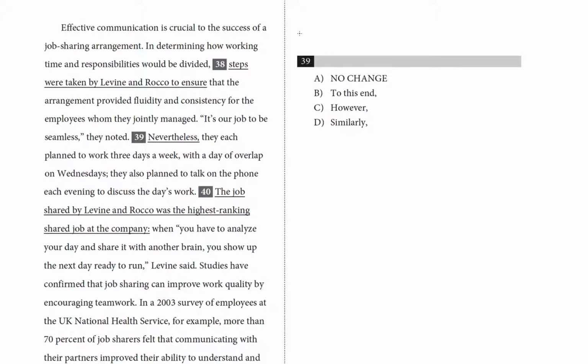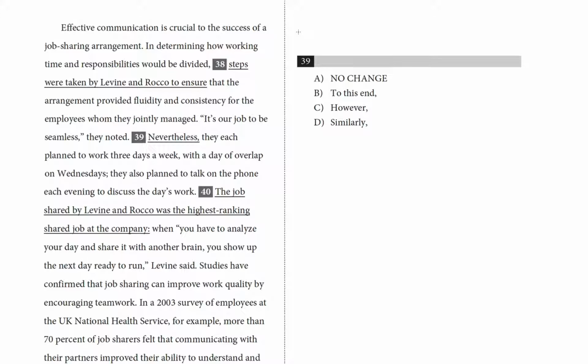We are looking at question 39. The underlined word is nevertheless. "Nevertheless, they each plan to work 3 days a week, with a day of overlap on Wednesdays. They also plan to talk on the phone each evening to discuss the day's work." And the choices are no change, so nevertheless, to this end, however, and similarly.